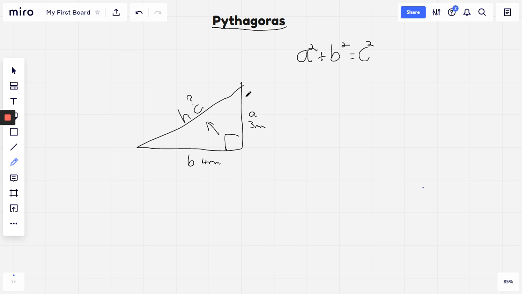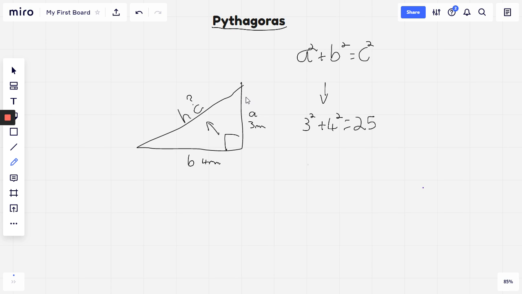So we're going to say 3 squared plus 4 squared is going to equal, of course, C squared, but we don't know what C squared is yet. So 3 squared plus 4 squared gives us an answer of 25. However, that 25 is not the answer of C, because that is C squared.